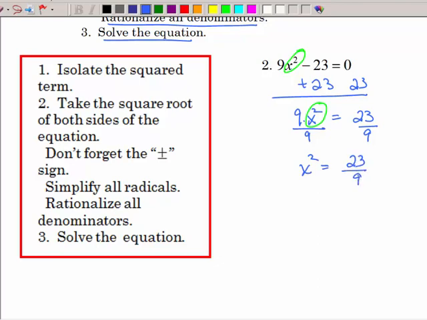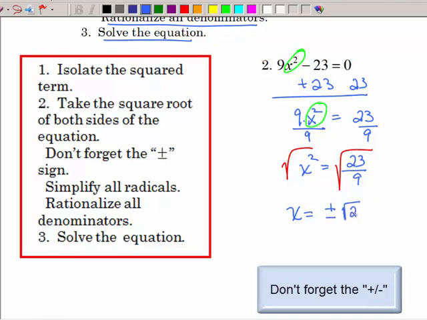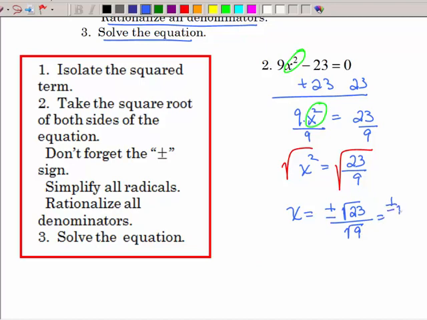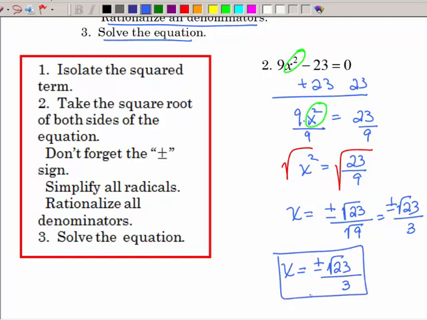Okay, once you have that squared term by itself, you think, what will undo that squared? The square root. So we have x equals, automatically just put that plus or minus sign, the square root of 23 over the square root of 9. But what is the square root of 9? It's 3. So our final answers are x equals plus or minus the square root of 23 over 3. And remember, that is two answers, the positive and the negative. So as you can see, I think this is a very easy method for certain types of equations.